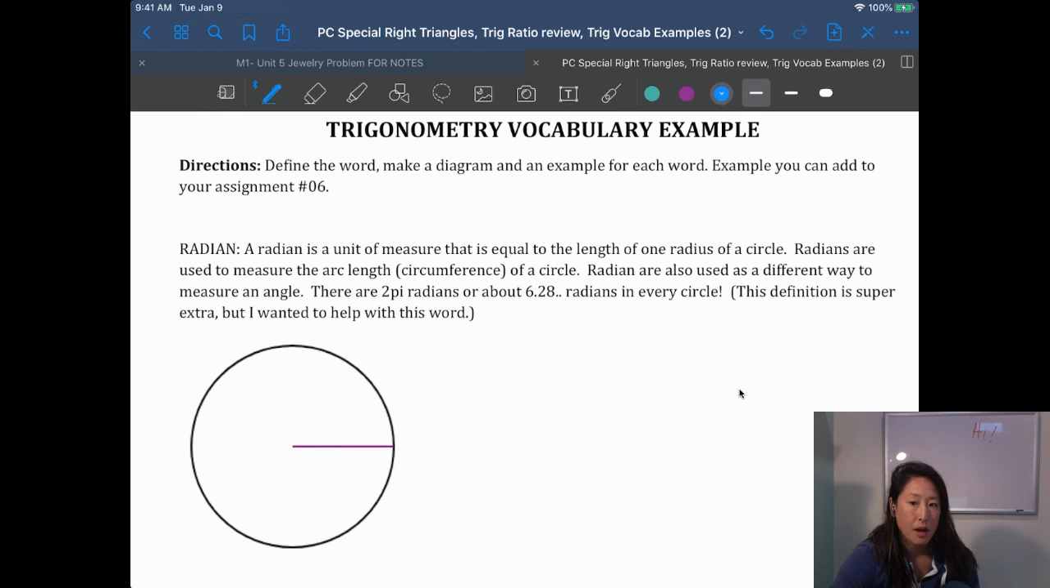Hi, everybody. So I made you a classroom in my house. It's really cool. I know. Okay. Anyway, we're gonna look at trig.